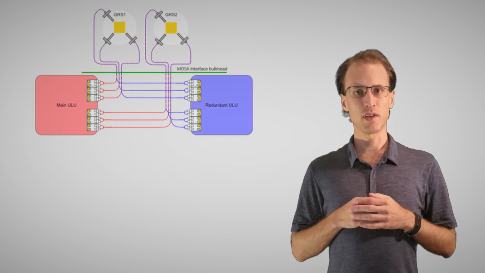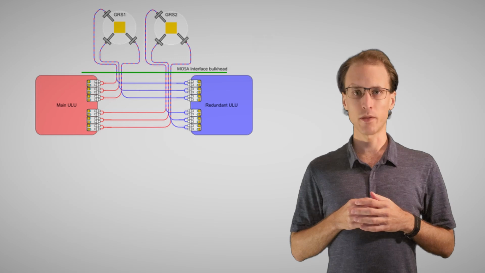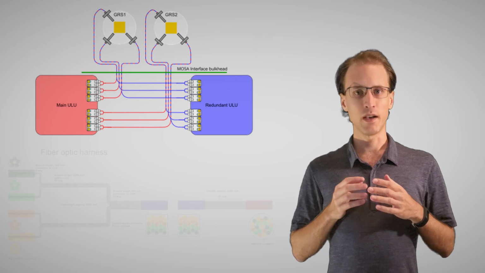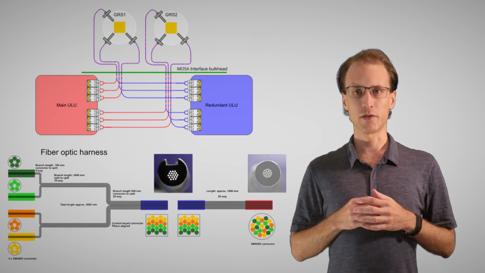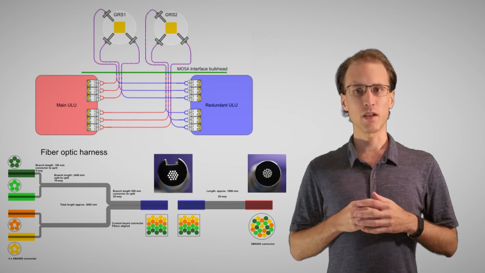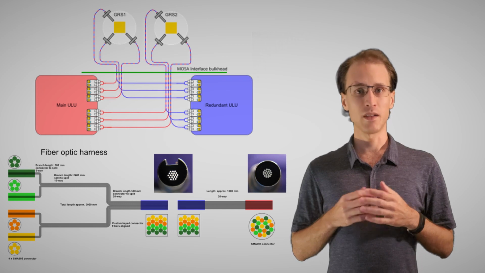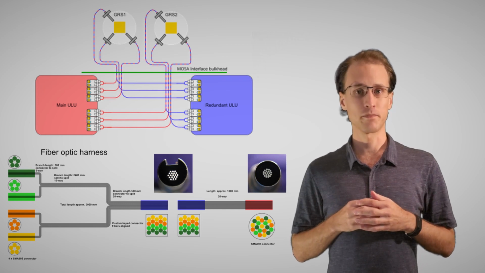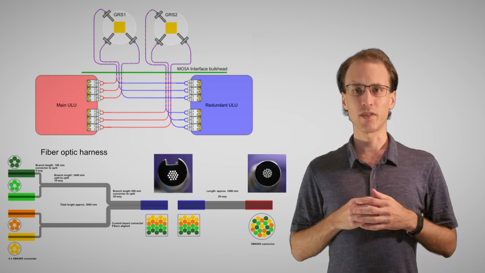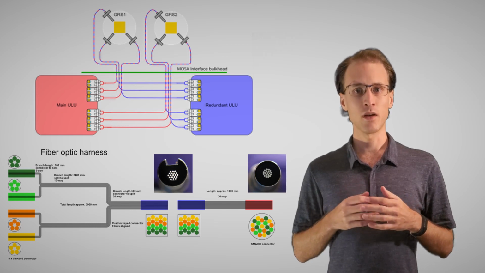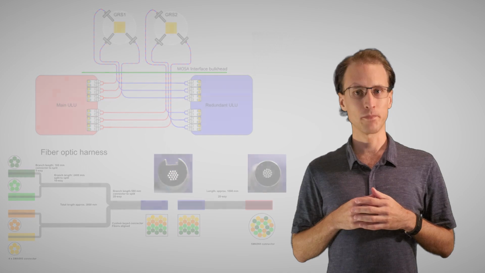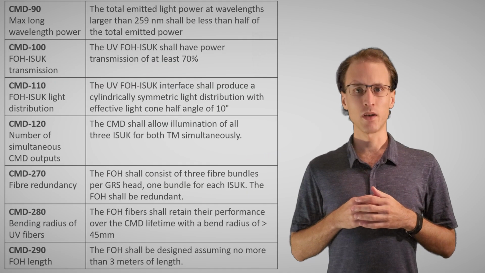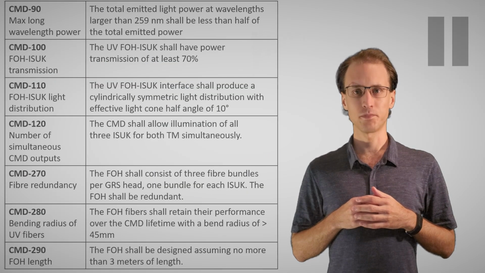So, the requirements. First up is that the CMD must deliver light of the correct wavelength to the GRS head itself, and it is this job that is carried out by the FOH. The FOH connects the ULU to the GRS ISICs through the MOSA interface. Now you see why I have to explain the acronyms. It must also be able to do this in such a way that the 3 ISICs per GRS can be illuminated simultaneously, while still being controlled independently. The fiber delivery system has the requirements seen here.